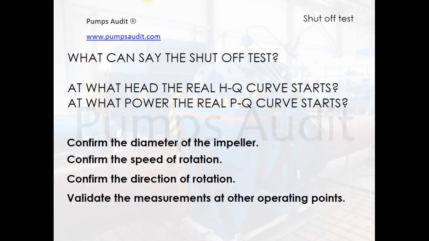At what head does the real QH curve start? At what power does the power curve start? Confirm the diameter of the impeller. Confirm the speed of rotation. Confirm the direction of rotation. Validate the measurements at other operating points.